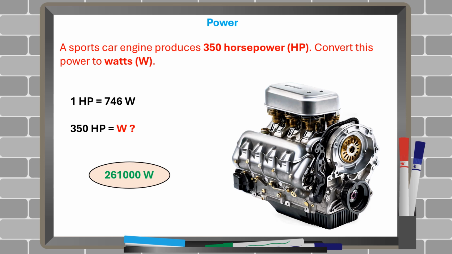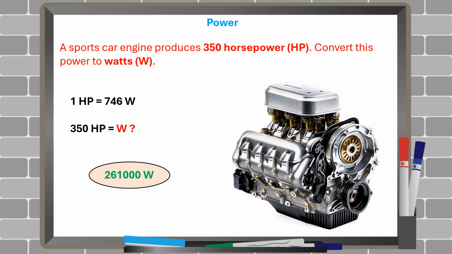So, here, we're talking about engine power and learning how to convert horsepower to the standard unit of power, watts. Let's rev up and dive right in. We're given a sports car engine that produces 350 horsepower. But in science and engineering, we typically use watts to measure power. So, let's convert it. The key conversion factor is 1 horsepower equals 746 watts.